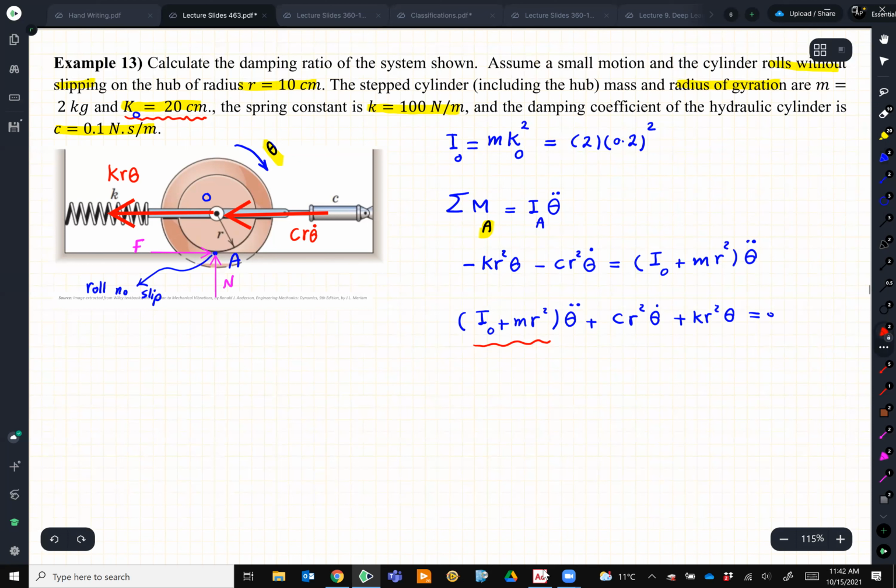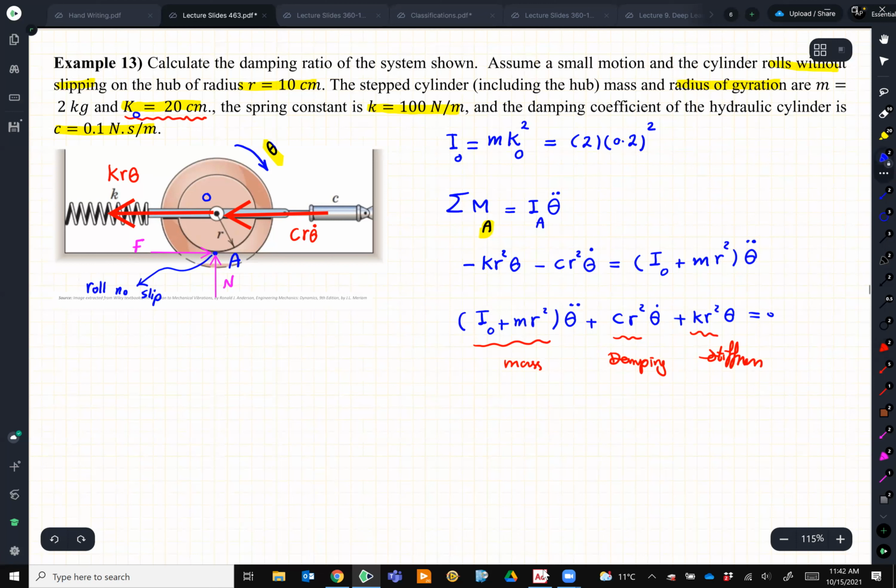Now this is my mass. This is my damping. And this is the stiffness. All right.